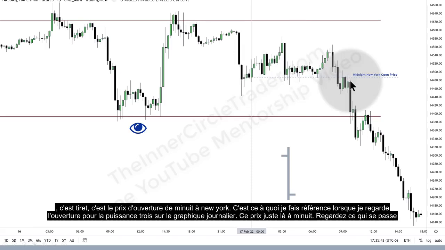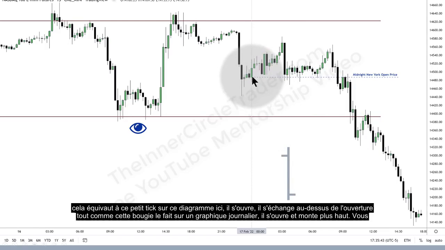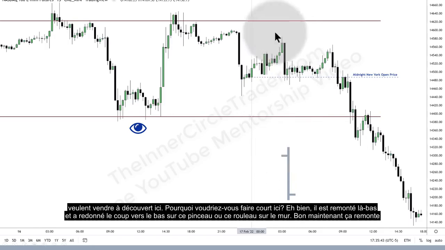So this level here, it's dashed. That's the midnight New York opening price. This is what I'm referring to when I'm looking at the opening or Power 3 on a daily chart. That price right there at midnight. Look what's occurring. That right there is equivalent to this little tick on this diagram here. It opens, it trades above the opening, just like that candle does on a daily chart. It opens and goes higher. You want to be selling short here.